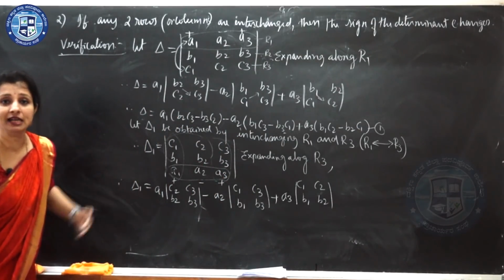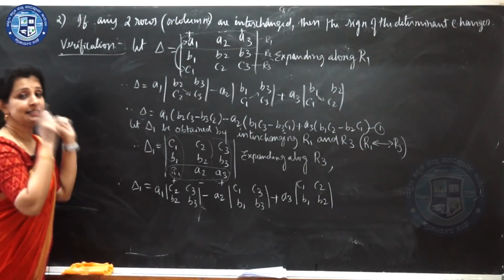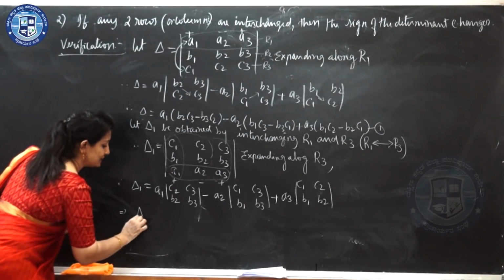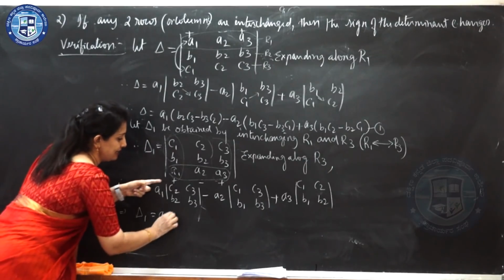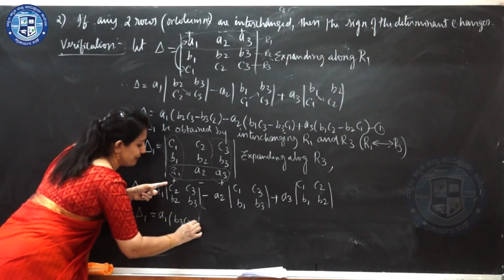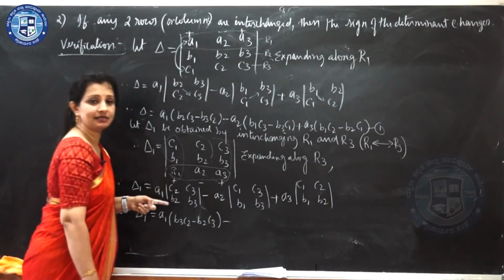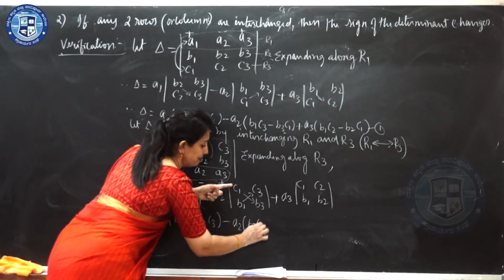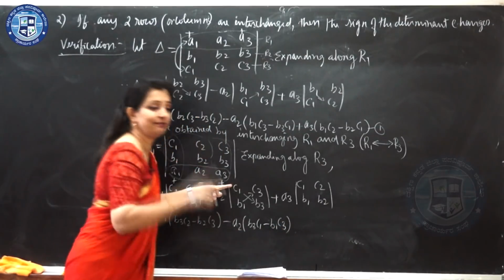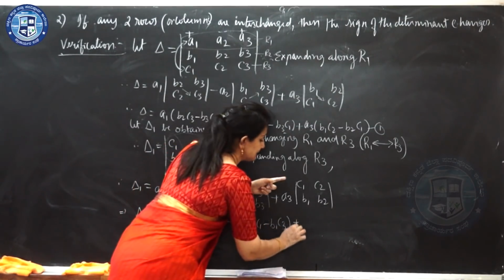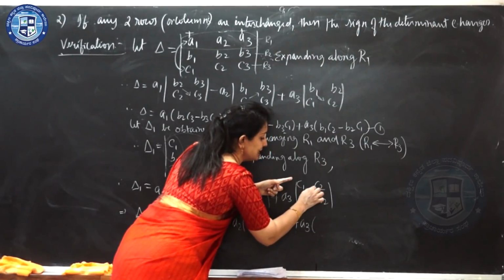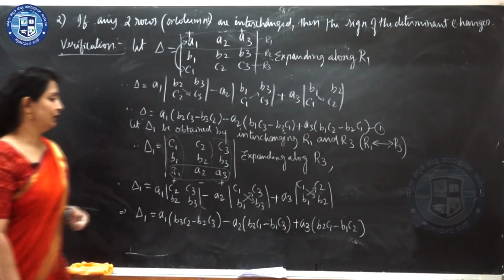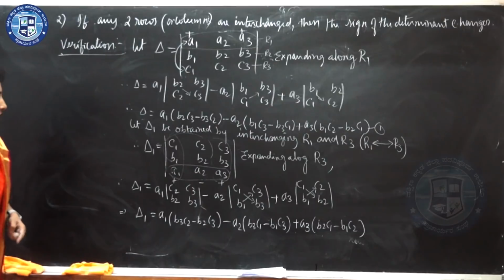Now expand it, students. Equate it with equation 1. What is the relation? We have to get delta 1 is equal to minus delta, right? That we have seen in the example. So delta 1 is equal to A1 cross multiply B3 C2 minus B2 C3, minus A2 cross multiplication B3 C1 minus B1 C3, always write B first then C, plus A3 into cross multiply B2 C1 minus B1 C2.